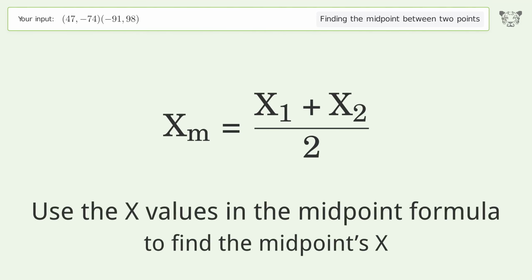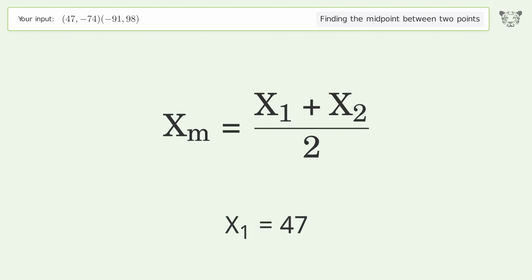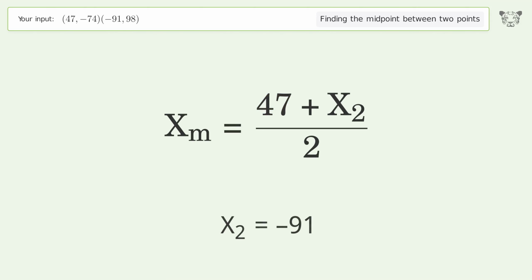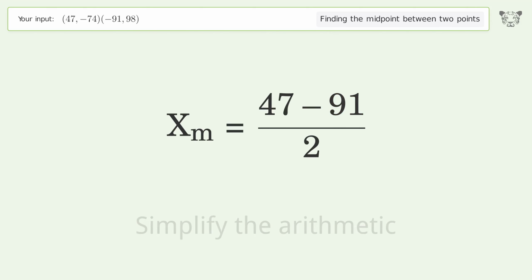Use the x values in the midpoint formula to find the midpoint's x. x1 equals 47. x2 equals negative 91. Simplify the arithmetic.